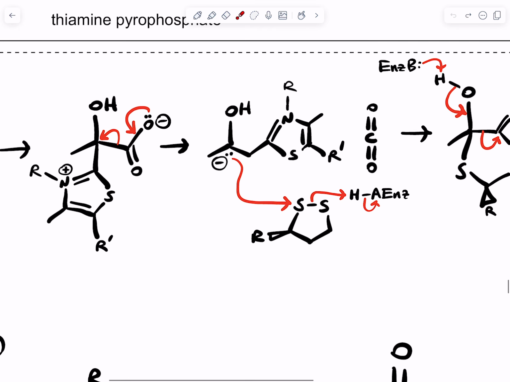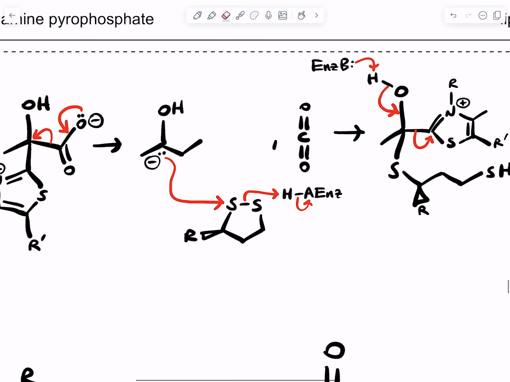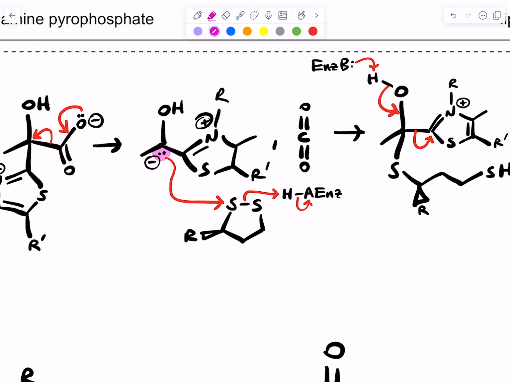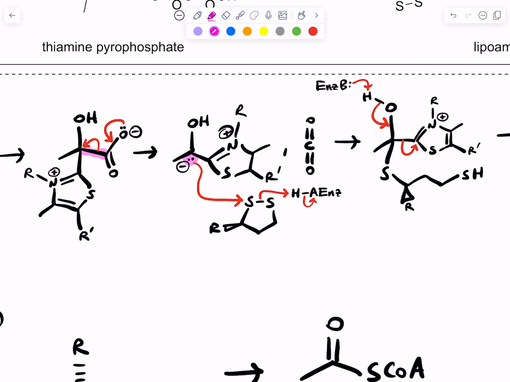Ooh, that's kind of ugly. I got to redraw that. There we go. Okay, that's better. The lone pair electrons on the carbon that came from this bond are now adjacent to a pi bond where they're stabilized by resonance. Okay, so you get that intermediate.